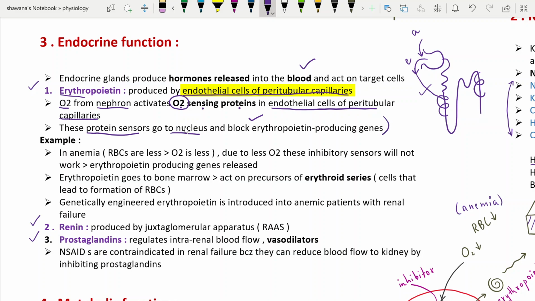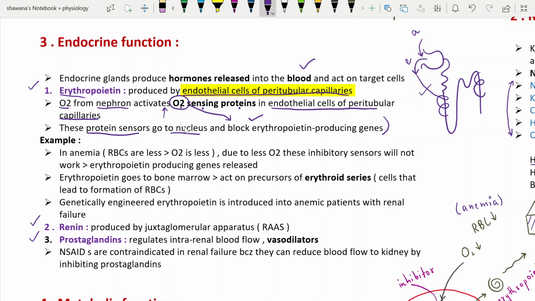Why does it block them? Because oxygen is already present in the body, so oxygen levels are high. We don't need RBCs. We don't need more oxygen. We are not hypoxemic. We have enough oxygen, so we don't need erythropoietin. So, according to the feedback, oxygen blocks the erythropoietin.